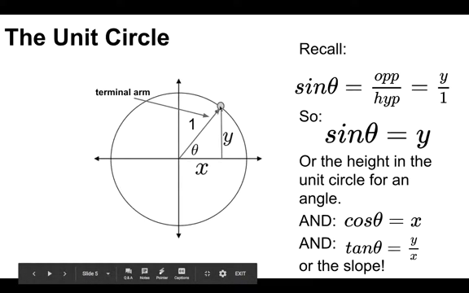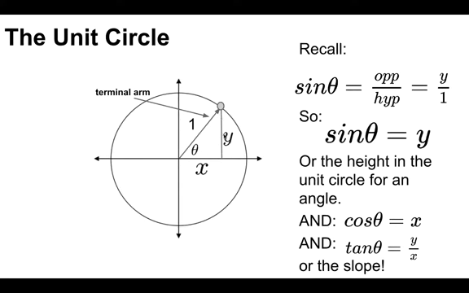If we have a unit circle, the radius is 1. We notice that this point has an x and y coordinate, but we also remember that sine theta is opposite over hypotenuse, which is y over 1, and so sine theta is just y. Likewise, cos theta is adjacent over hypotenuse, so it's just x over 1, or x. And tan theta is opposite over adjacent, so y over x, or it's really just the slope, rise over run.